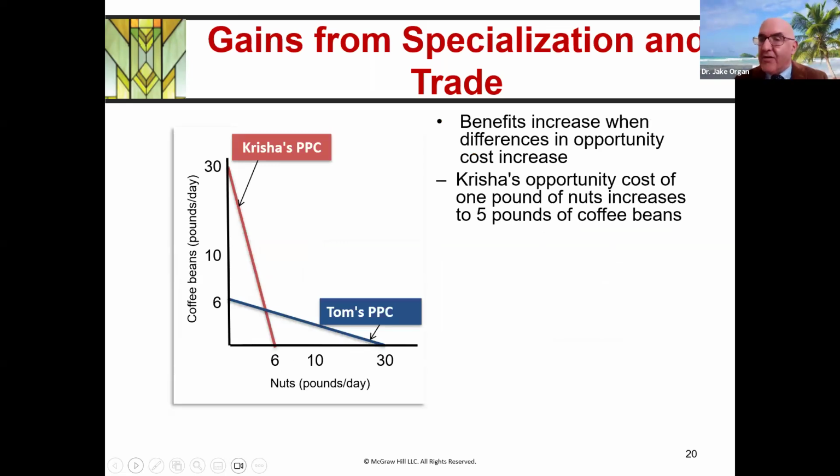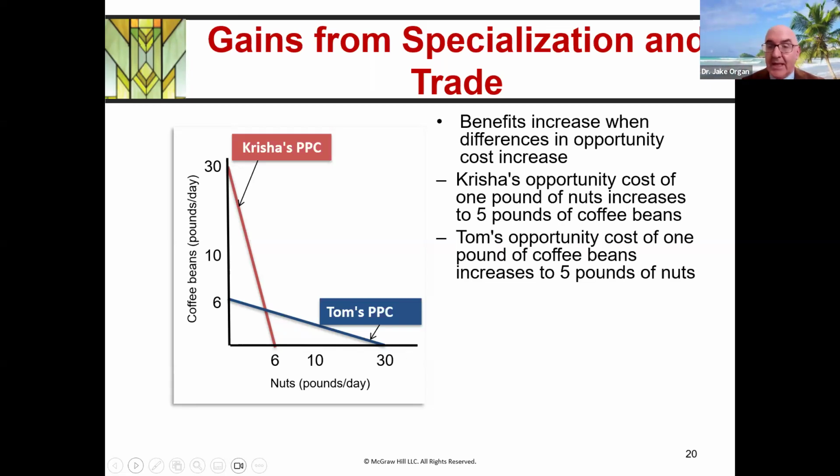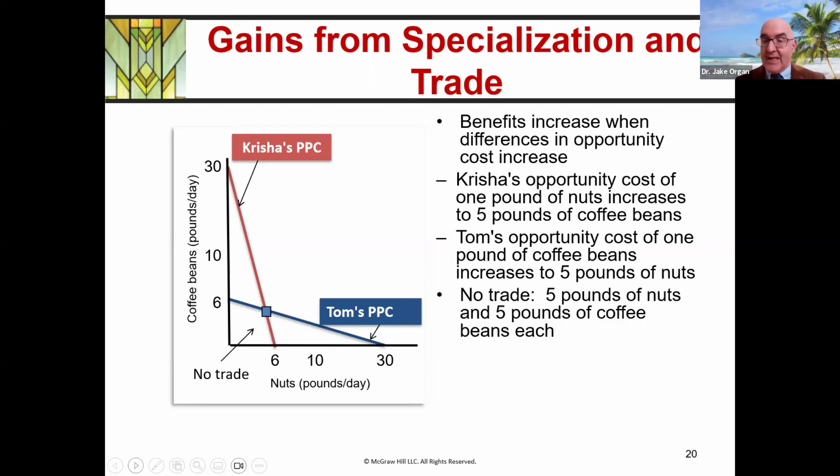And so benefits increase when differences in opportunity costs increase. Let's imagine it's even more. Imagine that Tom can create 30 pounds of nuts and just 6 pounds of coffee, and Krisha could create 30 pounds of coffee and 6 pounds of nuts. Then that means that Krisha's opportunity cost of 1 pound of nuts increases to 5 pounds of coffee beans, and Tom's opportunity cost of 1 pound of coffee beans increases to 5 pounds of nuts.